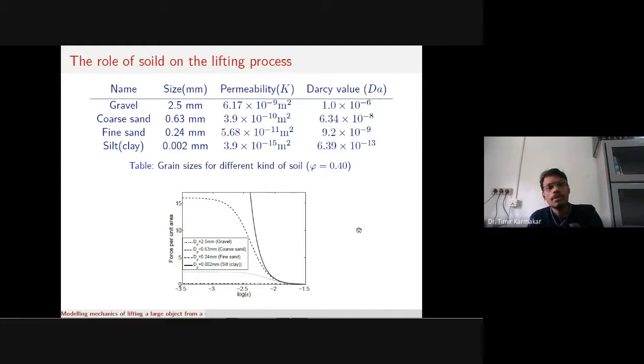So if we have a priori idea about the soil characteristics of the seabed, meaning what kind of seabed it consists of, silty clay or fine sand or gravel, then we may have a priori idea about the breakout force. Our analysis in this work will help to give a priori idea about the breakout force.